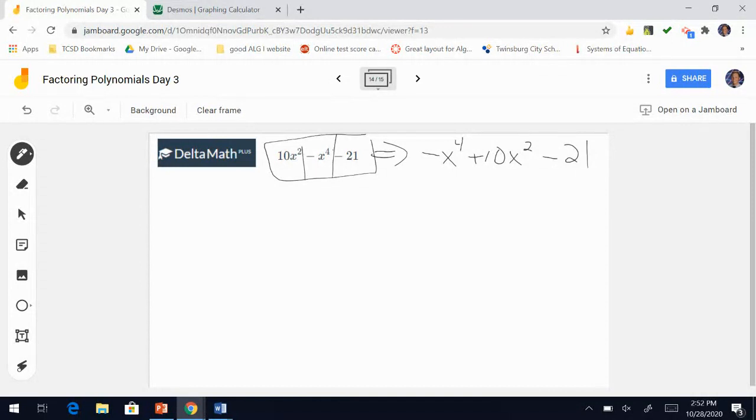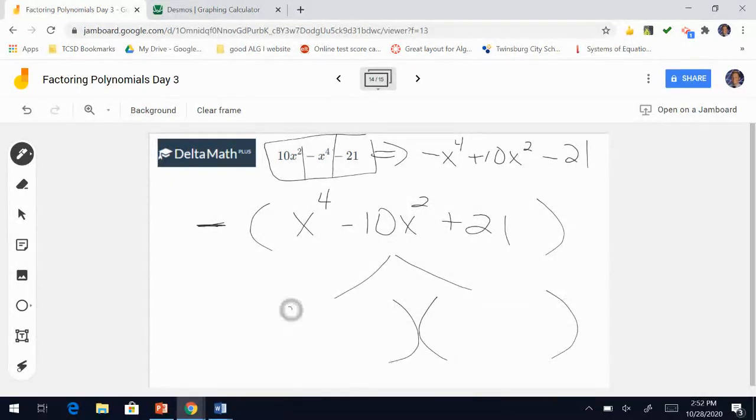What's the first thing I run into? A negative. So I'm going to factor a negative out. So that means change all these signs. So negative x to the fourth becomes x to the fourth. Positive 10x squared becomes negative 10x squared. And then negative 21 turns into positive 21. Now how does this trinomial break down into two binomials? What's the first thing I run into? A 1. That's good. Because then I don't have to do the AC method, or the big X method. I just have to do the small x. So what multiplies to C and adds to B?